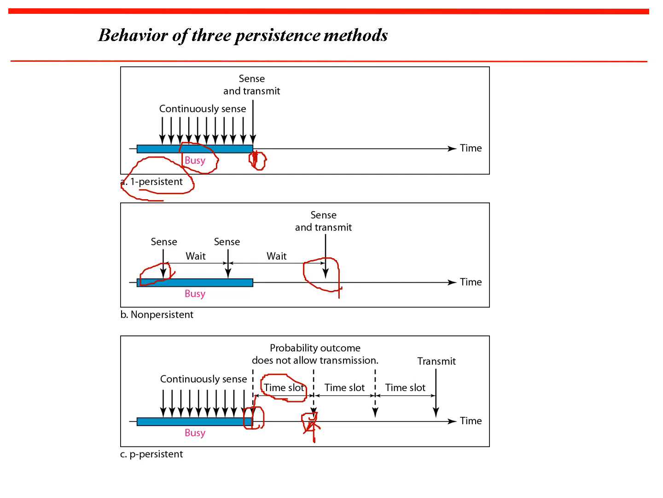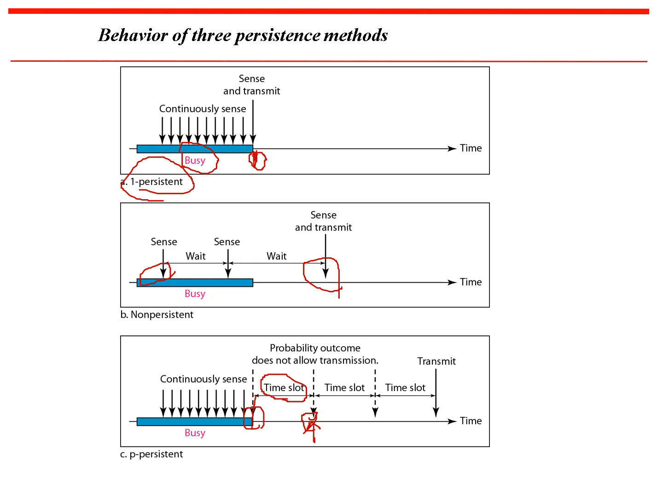So p-persistence takes the advantage of both one-persistent and non-persistent. The continuous sensing is the nature of the first one, one-persistent, and the waiting slot is the nature of the second method, that is non-persistent. So the third one combines the advantages of the first and the second.